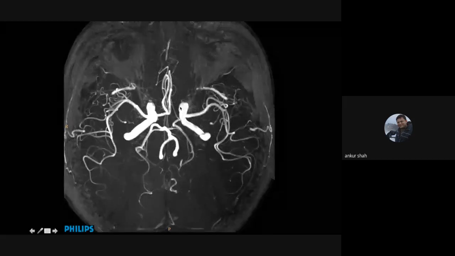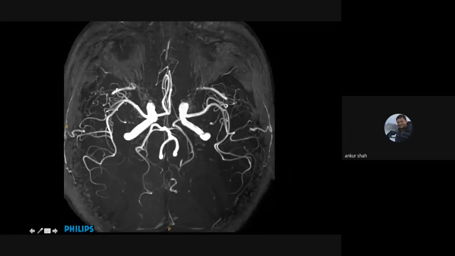So you can see both the internal carotid arteries. This is the middle cerebral artery, its M1 segment, M2 segment, M3 segments, and all its cortical branches. Same way here, these are both vertebral arteries, the basilar artery, and the right posterior cerebral artery.